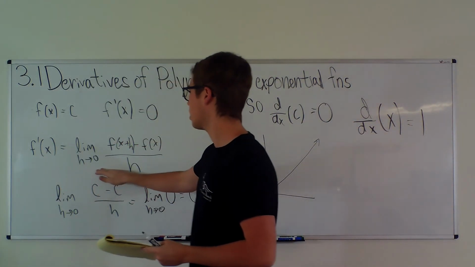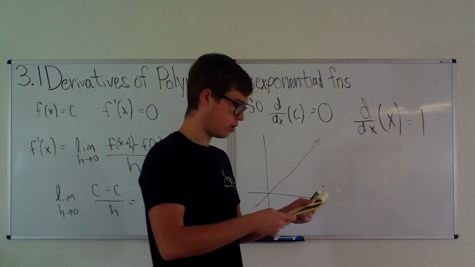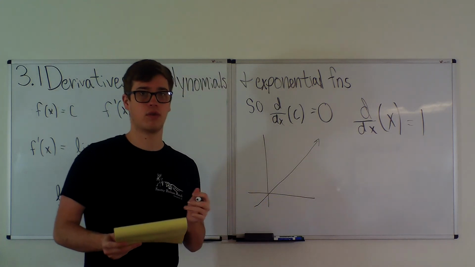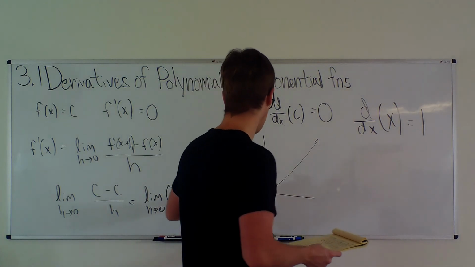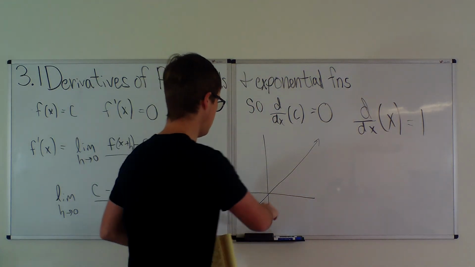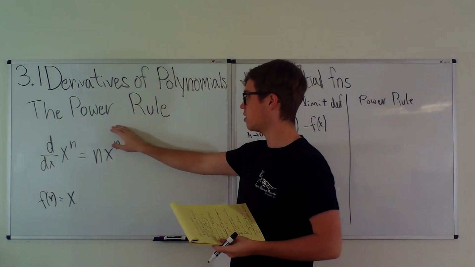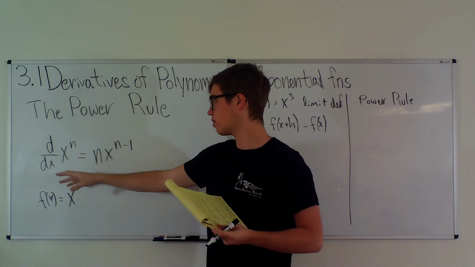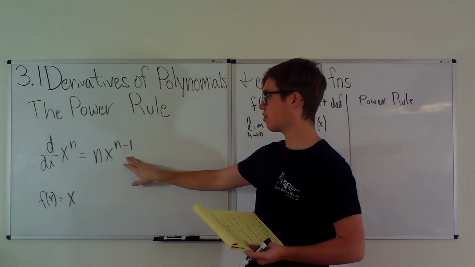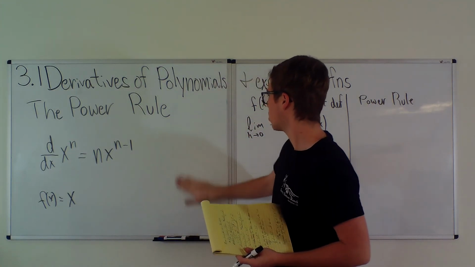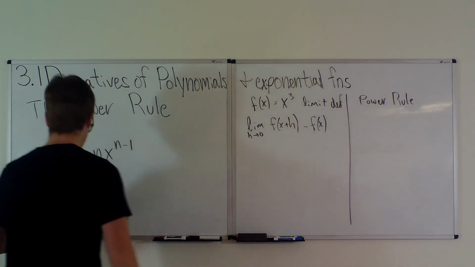Well, how can we just say that? Well, we can plug it into the limit definition and find it. Or what we can do is use this brand new thing called the power rule, and it simplifies polynomial derivatives immensely. So, what is the power rule? The power rule states that the derivative d/dx of x to the n is equal to n x to the n minus 1.